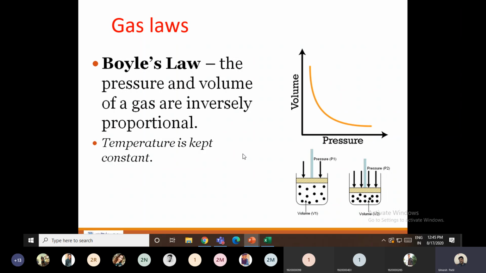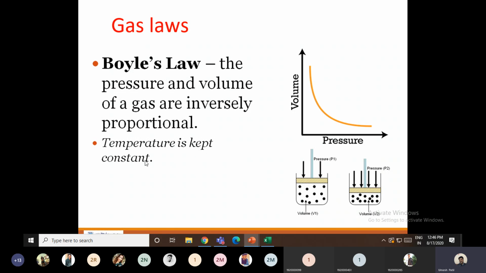So from this Boyle's law, we get a relation between pressure and volume. P is directly proportional to 1 by V, and if we introduce the constant of proportionality, we get P is equal to C by V, or we can write PV is equal to constant. So again we get an important thermodynamic process from Boyle's law, and that is the constant temperature process.